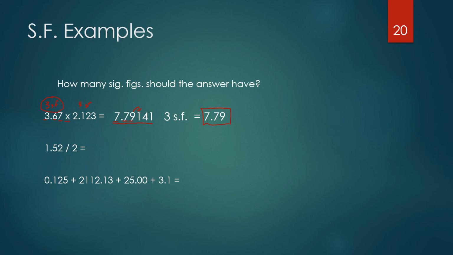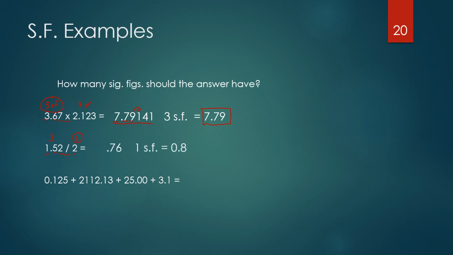All right, let's look at the next problem. First off, we are dividing. That's what that slash means. So we're once again looking at the total number of significant figures. I'm going to go ahead and count them. This first number, 1.52, has 3 significant figures. Dividing it by 2, that's just 1 significant figure. I want to pick the smallest. 1 is smaller than 3, so that means my answer should only have 1 significant figure.